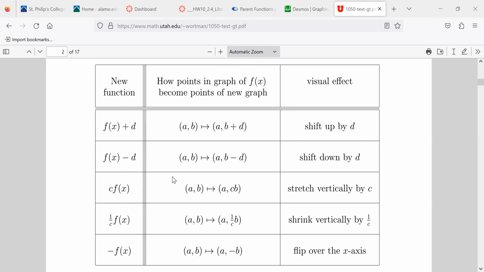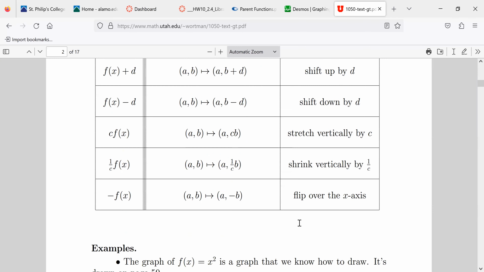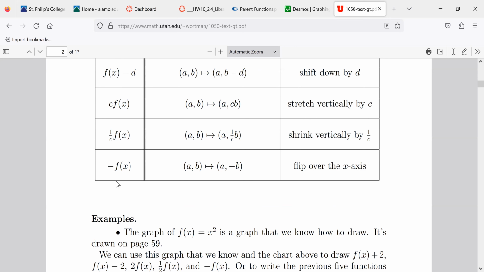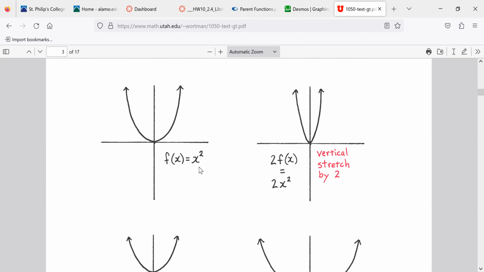I'm recording. Okay. If they multiply the whole function by c, some number, it only affects the y, but it's times c, so it does a vertical stretch, so a stretch on the y. If it's a fraction less than 1, then it will shrink it vertically. It'll kind of compress it. A negative in front of the function will cause it to flip over the x-axis. That's when it does that reflection. Do you remember? That applies to all functions.